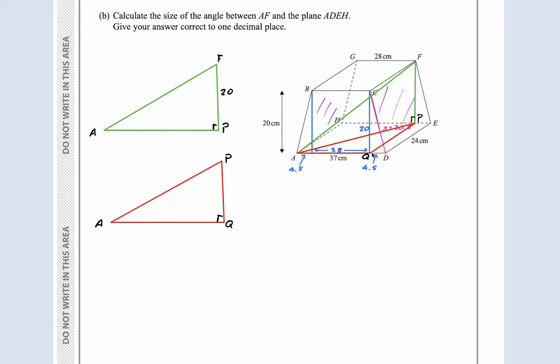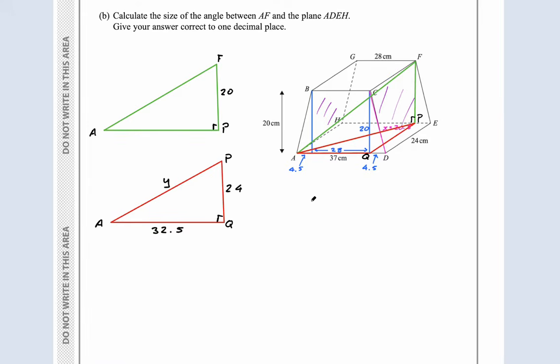This distance from Q to P is 24. It's the same as that distance there. So that's 24. And this distance here from A to Q, it's not 37, it's 37 minus 4.5, which is 32.5, or 28 plus 4.5 is the same thing. So that's 32.5. Now I can find this distance, let's call it Y.